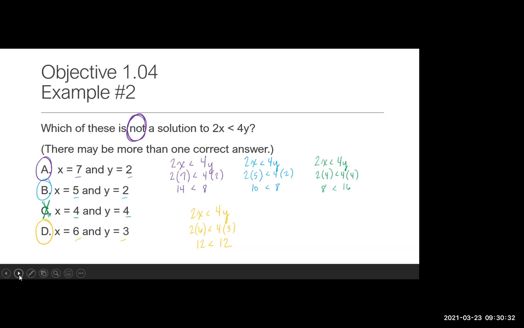Okay, so practice with these, right? Make sure you substitute in for the right variable. You do your calculations and then look for, is it true or is it not true?